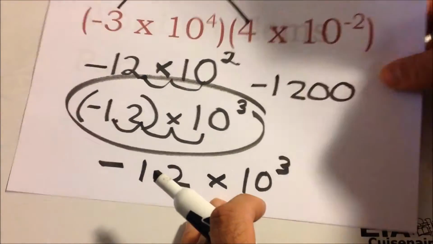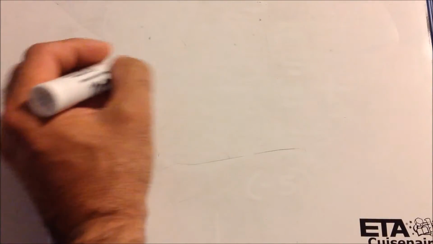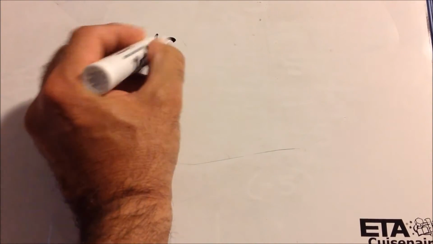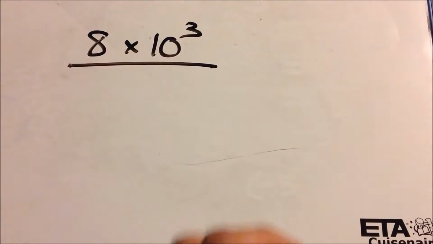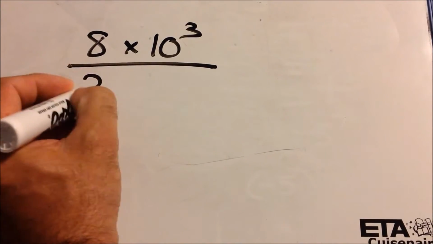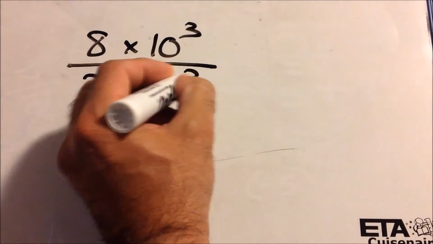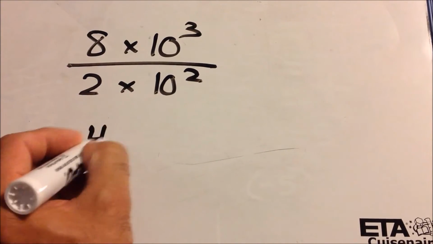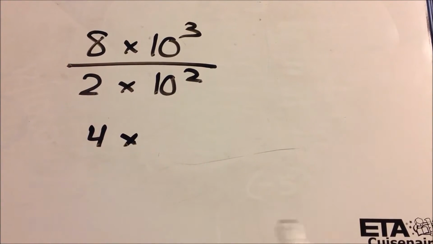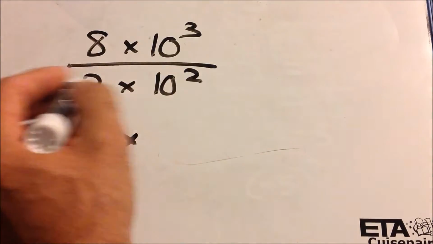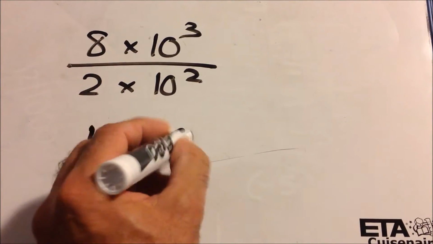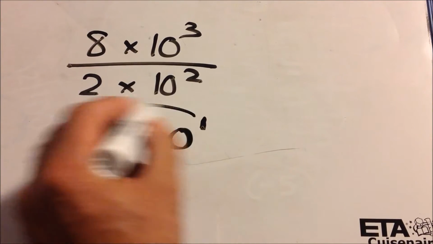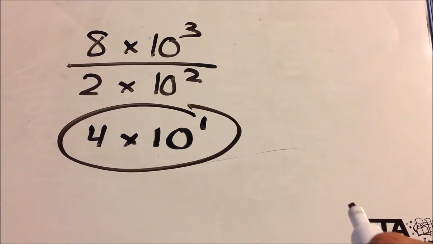And now let's warm up a division problem here. So if we had, let's say, 8 times 10 to the third power, that's division, right? Divided by 2 times 10 to the second power. So we just divide now. We're going to get 4. And in division, we subtract the exponents. 3 minus 2 is 1. So it'll be just 10. You just say 4 times 10. Or you can just say 4 times 10 to the first power. Whatever one you want to use.